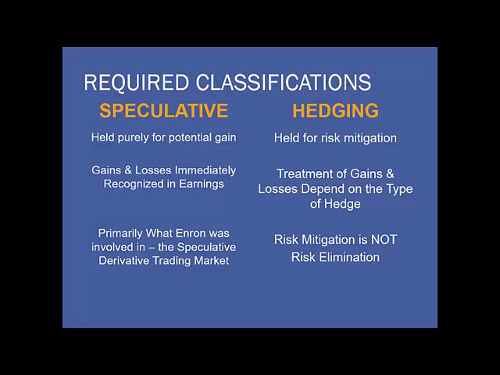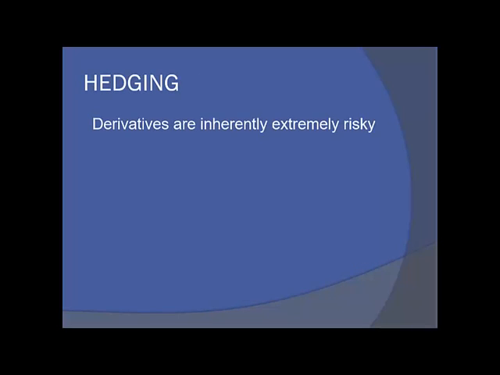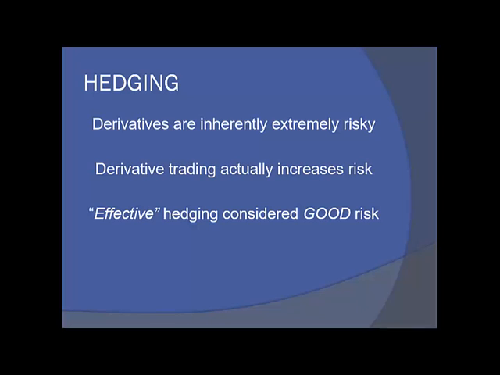For hedging, though, if you use derivatives to hedge, this is risk mitigation. It is not risk elimination. That's the key. You're not getting rid of risk. You're managing your risk. So hedging: derivatives are inherently extremely risky. Derivative trading will increase your risk, but risk mitigation can be a good thing. Effective hedging is considered good risk.